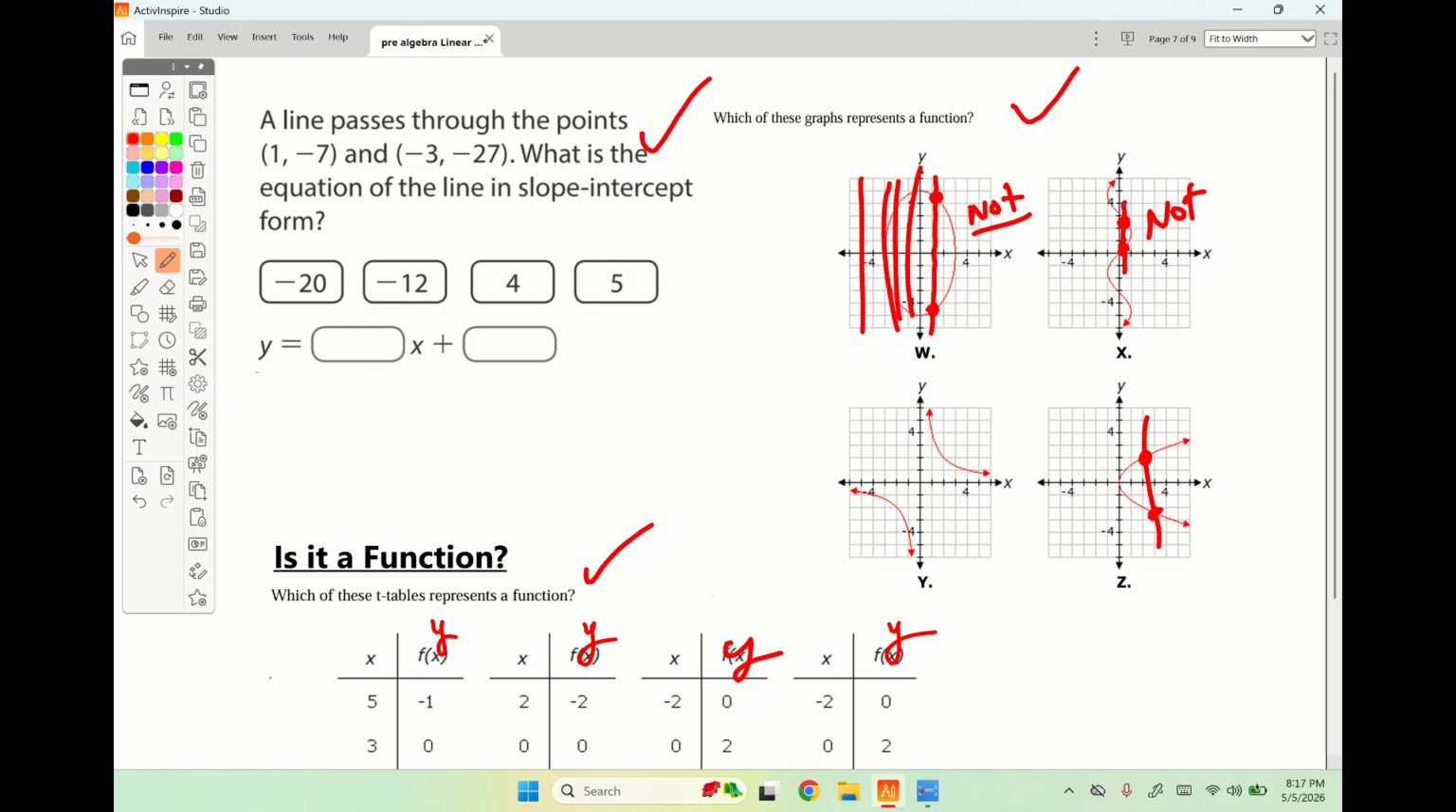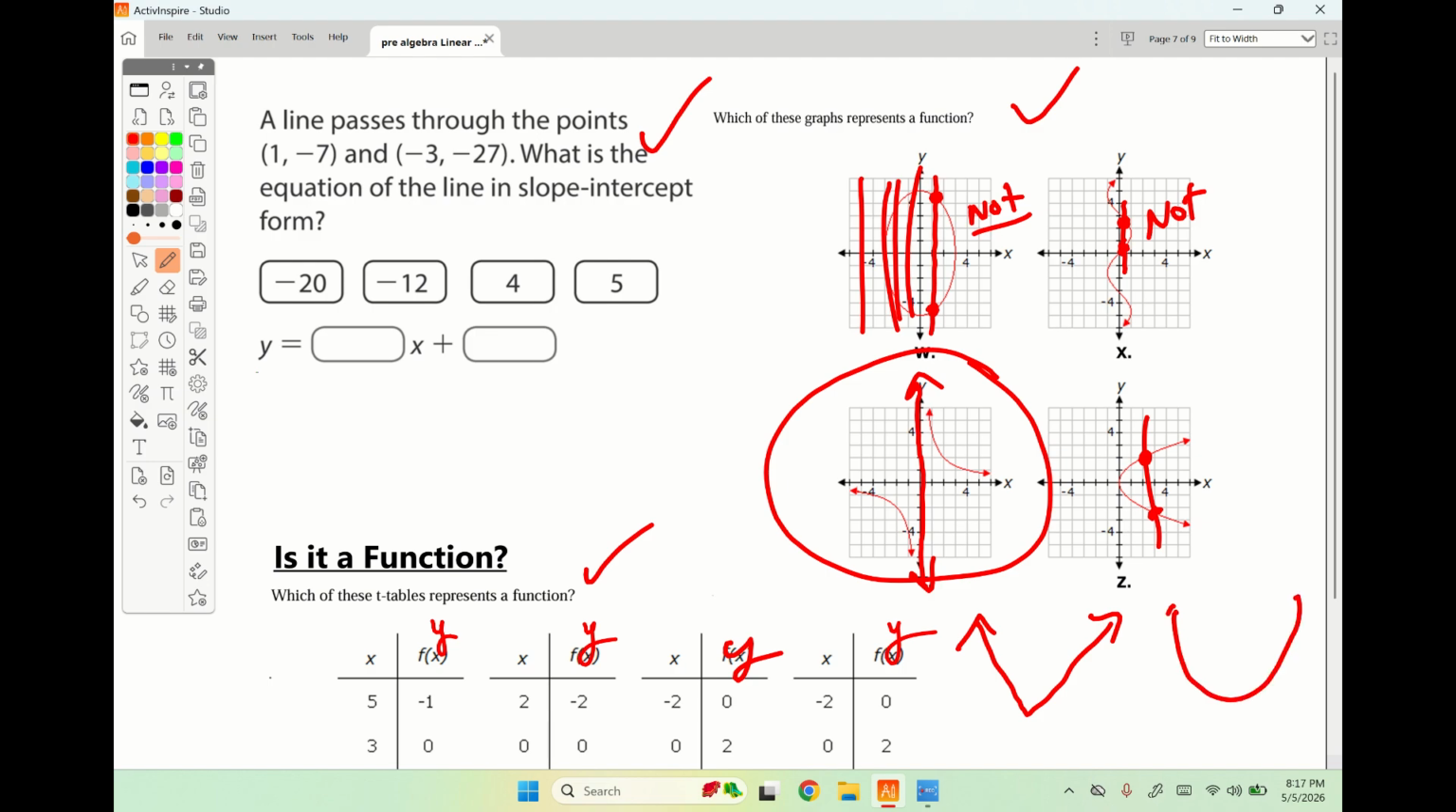Same concept on a table, but you don't have to look for anything but the X column. So here, just look at the X column. And to be a function, the X cannot repeat. If the X repeats, it's not a function. Because if you plug in a value into an equation, you should get the same answer every time if you're plugging in the same value to be a function.